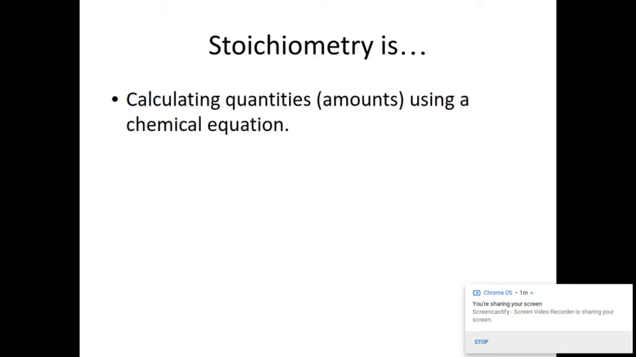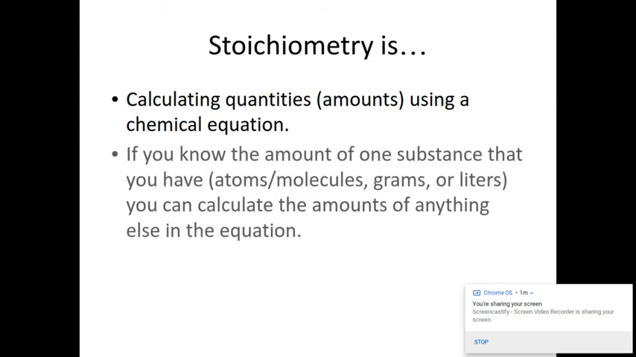Stoichiometry is calculating quantities using the chemical equation. So basically, this is building up to what we've been doing this entire time, trying to use our chemical equations, okay? And if you know the amount of one substance that you have, for example, how much material is on one side of an equation, you can use stoichiometry to figure out what's on the other side of the equation. That's the beauty of it. So having a chemical equation allows you to be able to calculate information from it, with some basic information to start with.